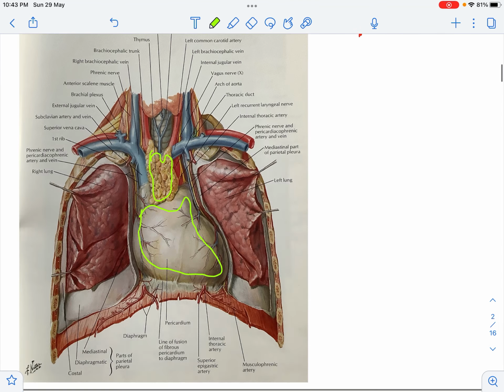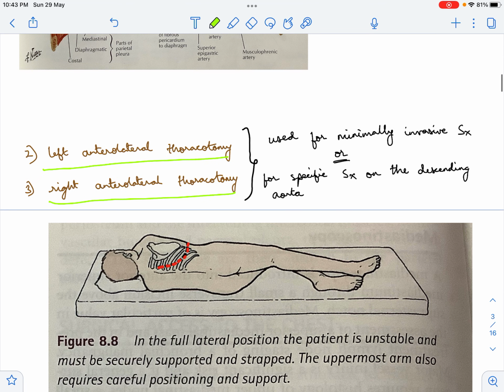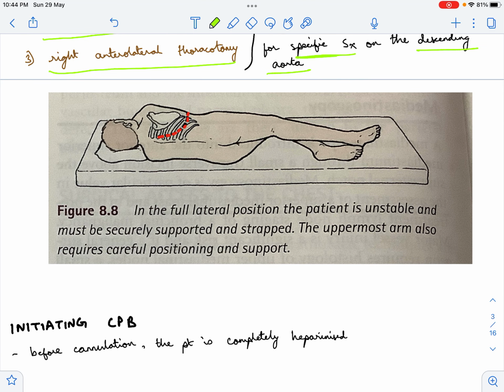Now, sometimes you can also use alternate incisions such as a left anterolateral thoracotomy or a right anterolateral thoracotomy. Now, these incisions are used for two reasons: for minimally invasive surgery, and secondly, if you want to do any specific surgery on the descending aorta. So, where you do not need that much exposure, you can use either a left or a right anterolateral thoracotomy. Now, this diagram taken from Fischer's indicates a right anterolateral thoracotomy. As is obviously seen in this patient, this incision is being made on the right side.